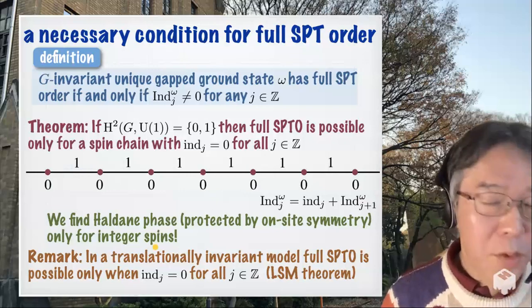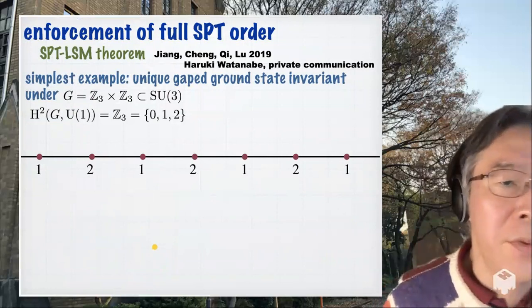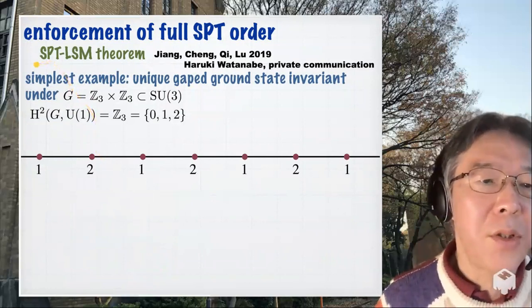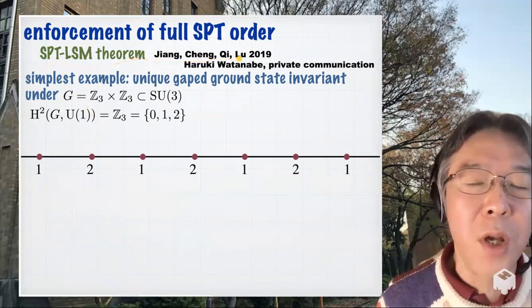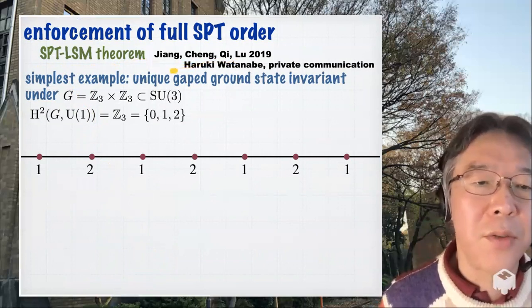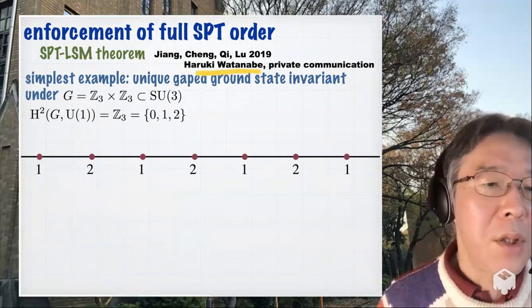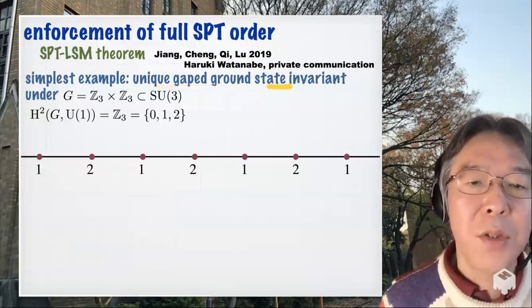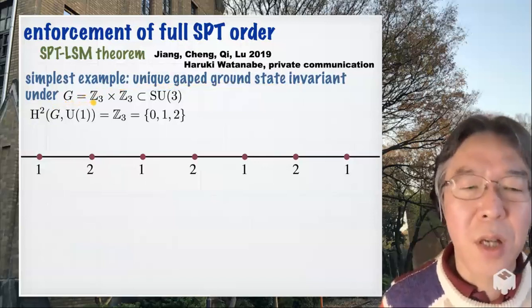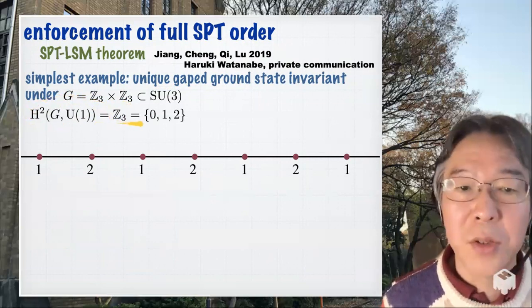And with this machinery and notion, we can discuss something we should call enforcement of full SPT order. This topic was discussed under the name of SPT-LSM theorem by Jian, Chen, Qi, and Liu. And I learned about further improvement from Haruki Watanabe. So the following is based on what I learned from Haruki. The simplest example we can talk about is the unique gapped ground state, which is invariant under Z3 times Z3. And in this case, the second group homology is Z3, 0, 1, 2.